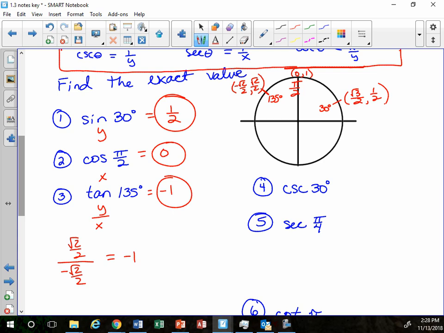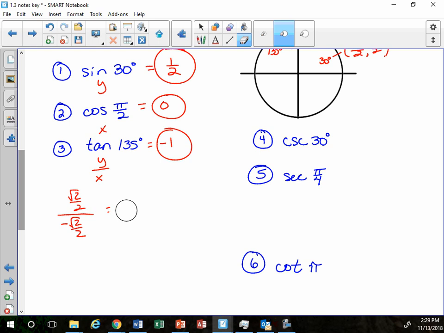Are we okay with that? Does anybody need to see the multiplication? It's fine if you do. I think they would actually. Okay. So if I'm dividing fractions, that's the same as multiplying by the reciprocal. Gone, gone, gone, gone.